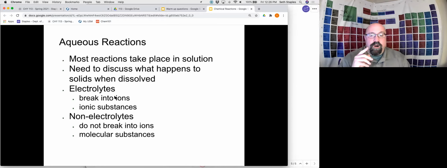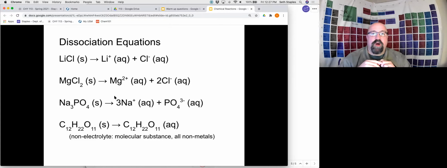When something dissolves in water, we break it into 2 different categories. That substance is either going to be an electrolyte or a non-electrolyte. Electrolytes are going to be ionic substances which break up into their ions when they're in water. Non-electrolytes are typically molecular substances, covalent substances, which do not break into ions. And we can show that with what we call dissociation equations.